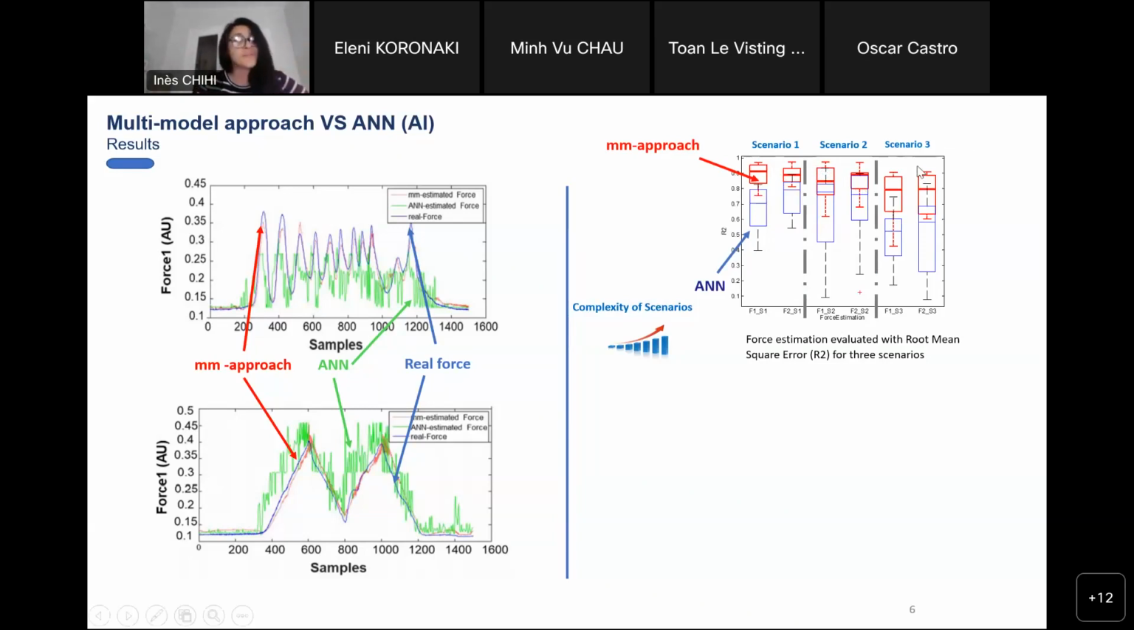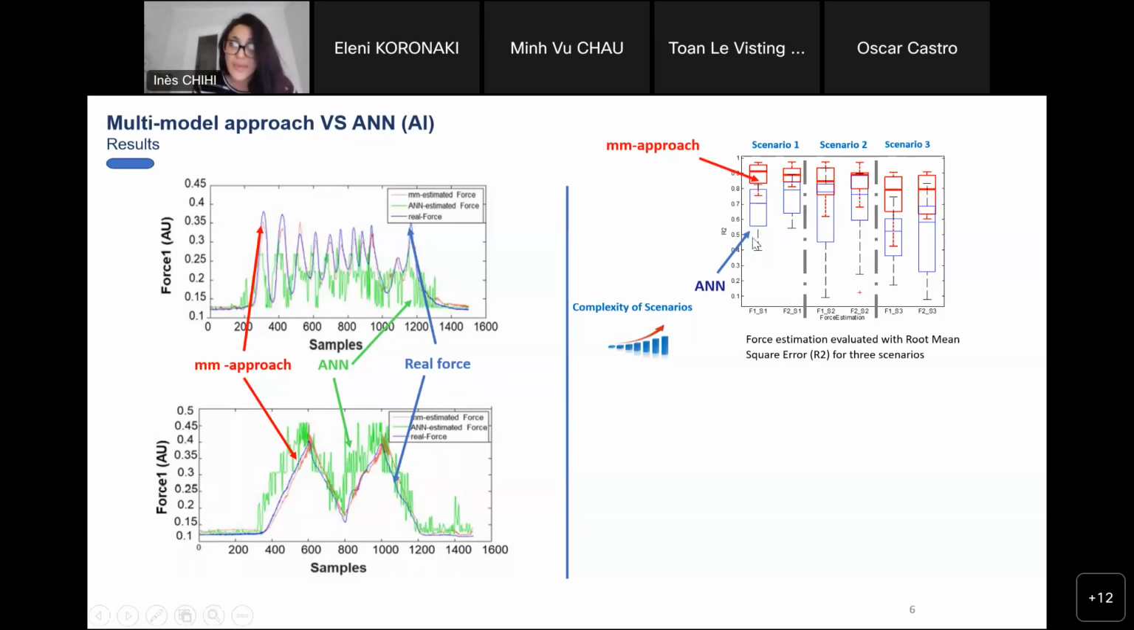And in scenario 3, we use a different patient. We validate our model with a different patient, which is very, very hard. Why? Because we know that each person is unique, even for EMG signals and for muscle composition.